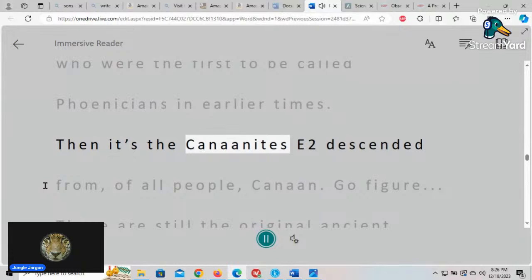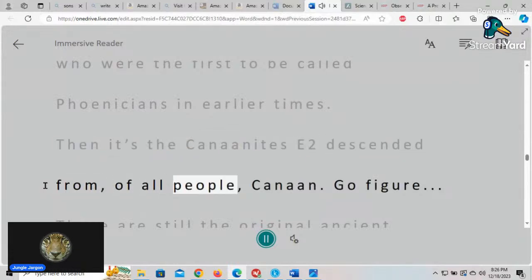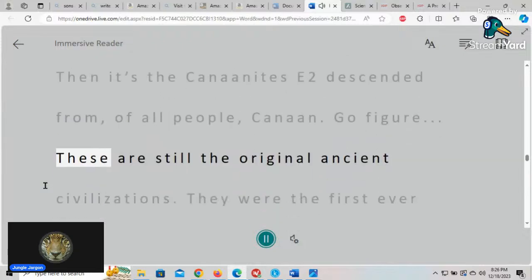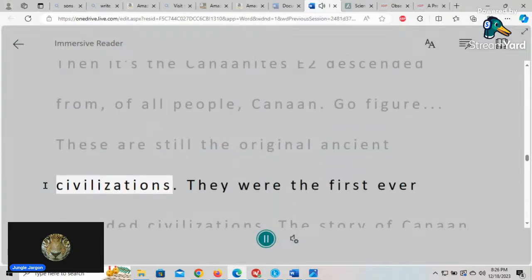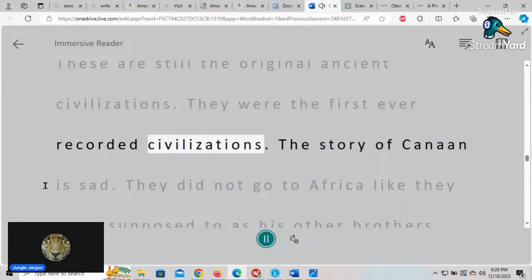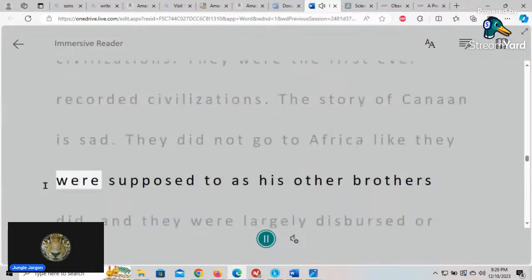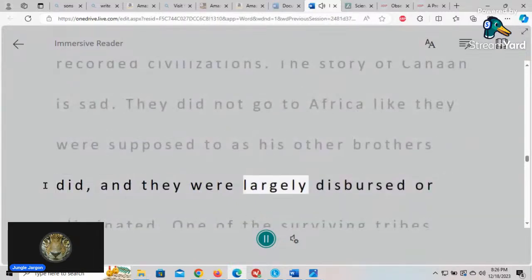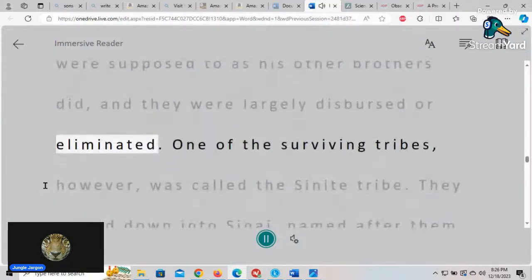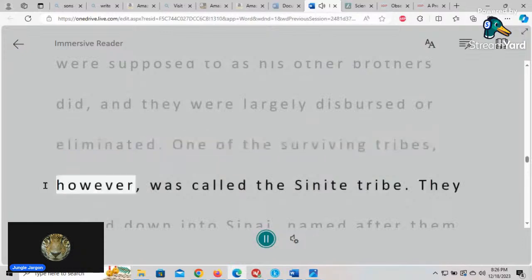And it's the Canaanites E2 descended from, of all people, Canaan. Go figure. These are still the original ancient civilizations. They were the first ever recorded civilizations. The story of Canaan is sad. They did not go to Africa like they were supposed to as his other brothers did, and they were largely dispersed or eliminated. One of the surviving tribes, however, was called the Sinite tribe.